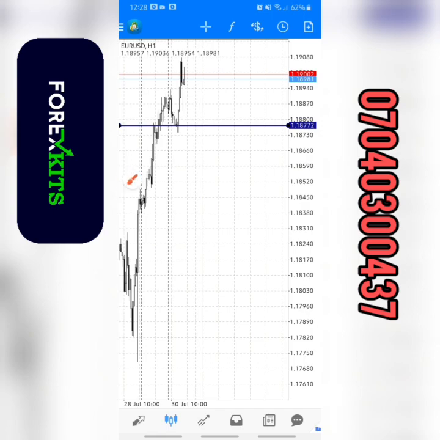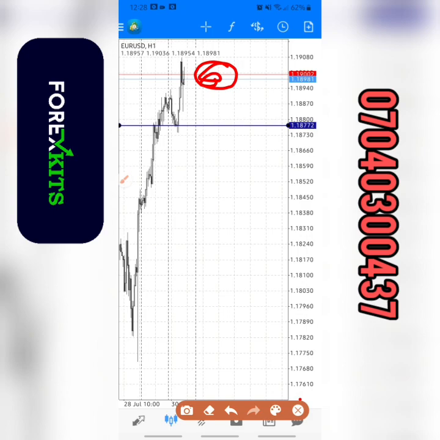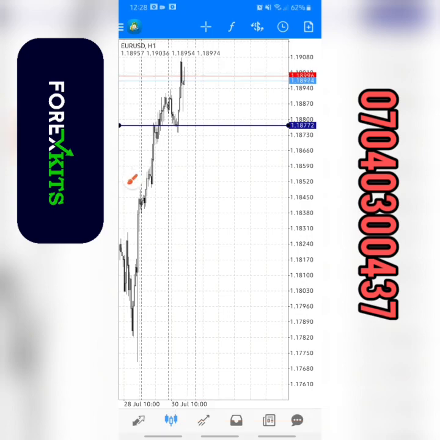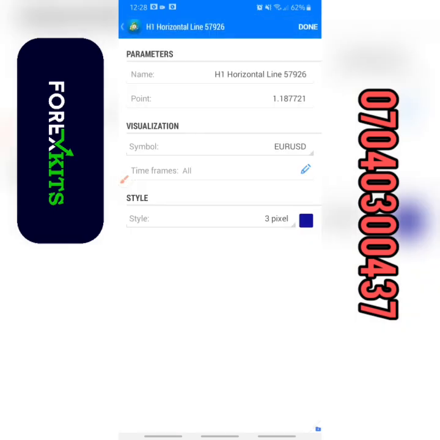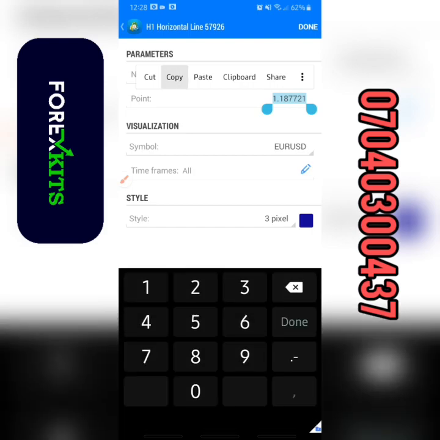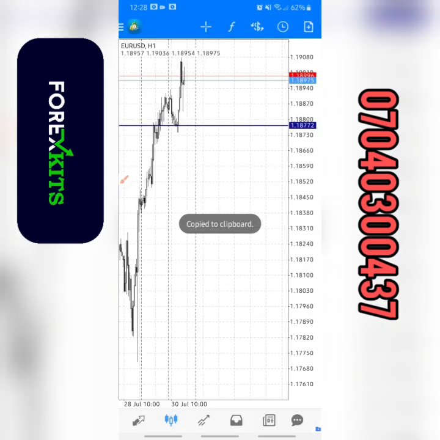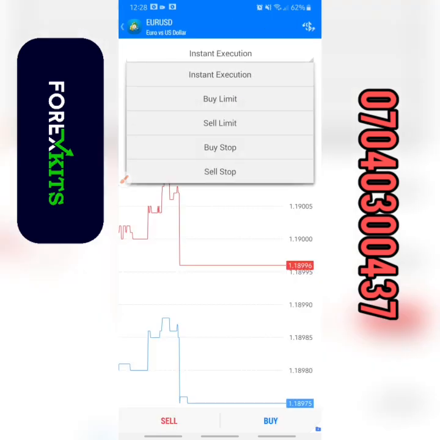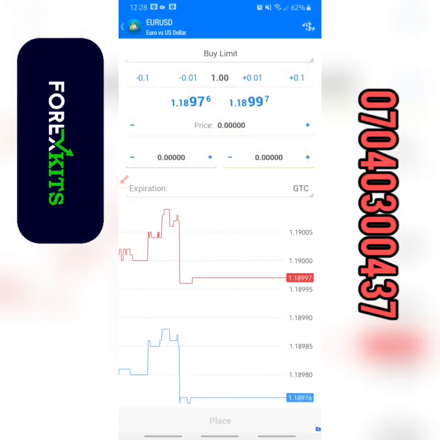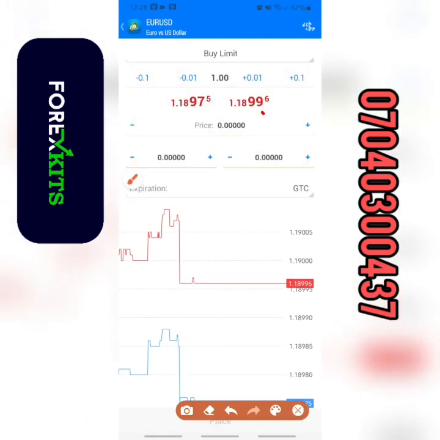So what do we do? We do not get into an instant execution here. We wait for price to come down to our level of interest, which is the point where we have the horizontal level. We can click on that price level, click on copy, and then copy that level. Then when we go to the execution panel, instead of going into an instant execution, we can click on buy limit, okay, and then you are being asked for price here, and this is still your stop loss and take profit.